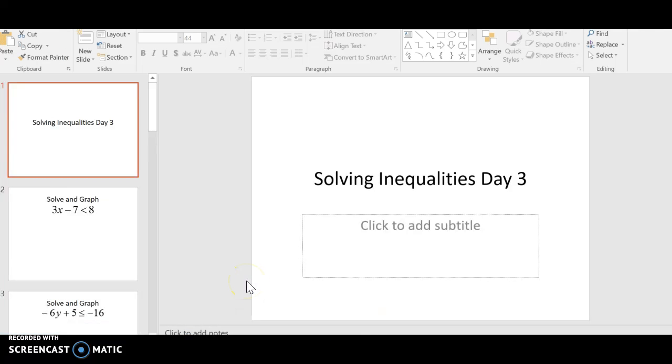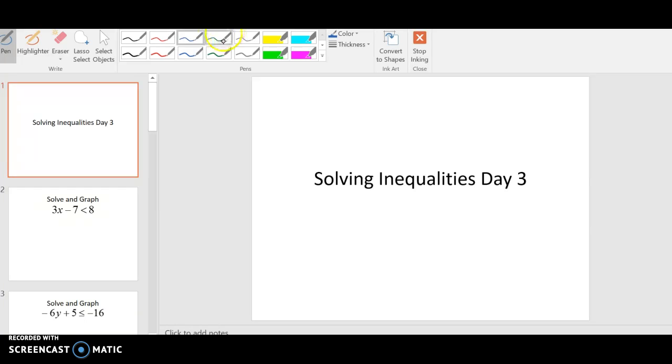We are going to continue with solving inequalities, and just remember, it seemed like you did pretty good. When we're solving, nothing is different, right? It's just like solving an equation. The only thing you have to remember is when you multiply or divide by a negative, you must flip the inequality. All right.